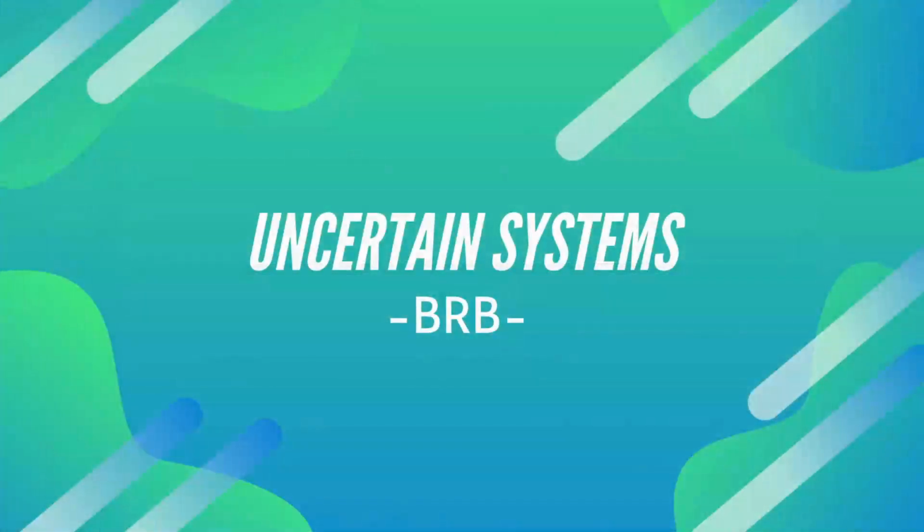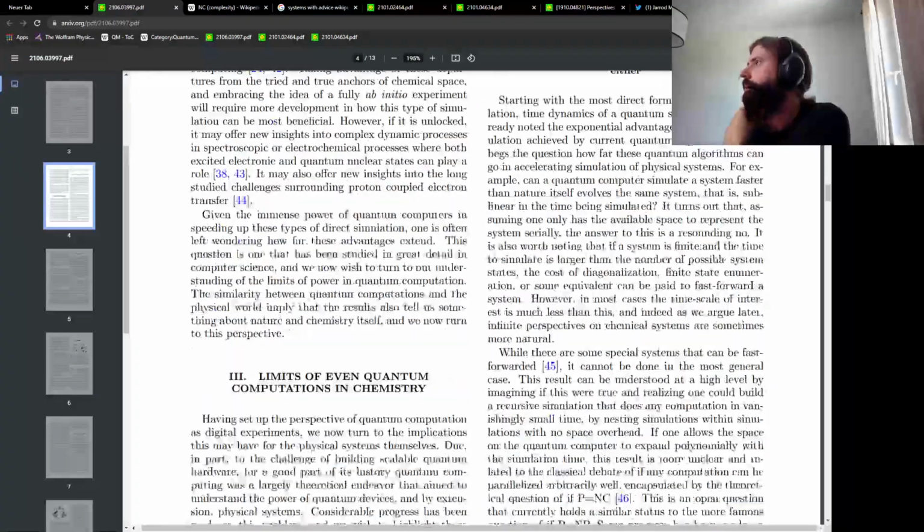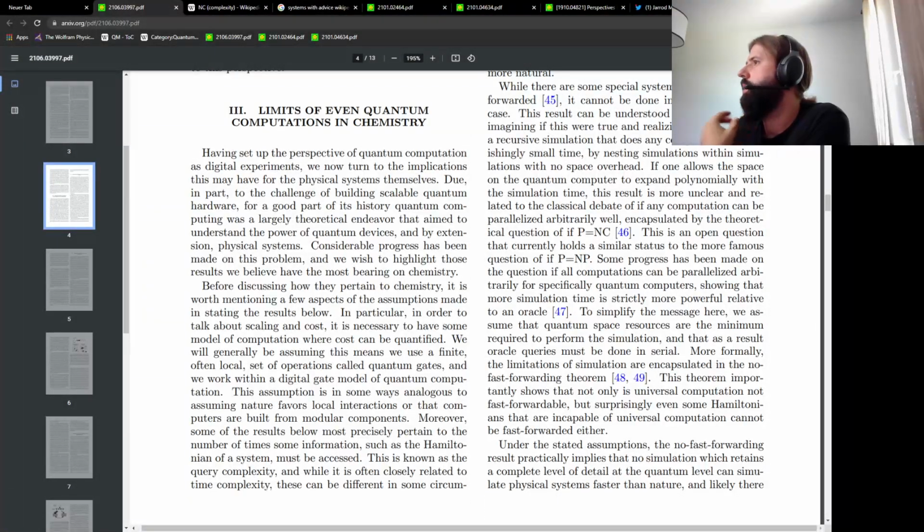Give me a second. Back here again. Yeah, that's basically it. So what is it? Chemistry. Just let me quickly scan through these.